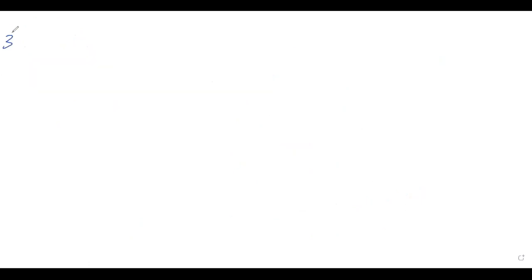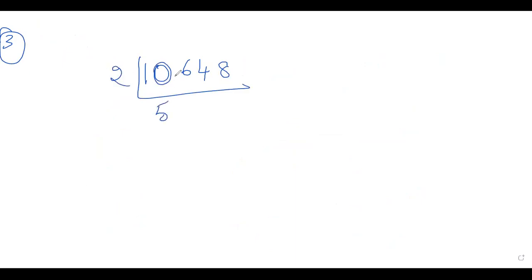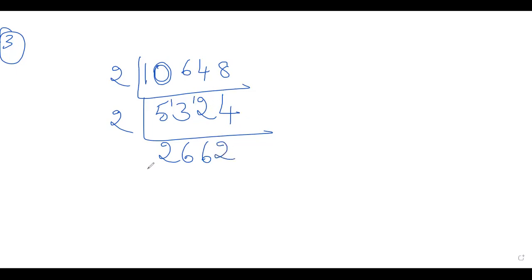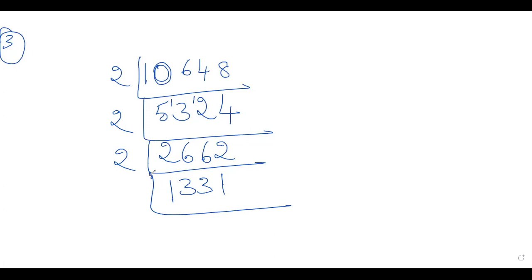Next one, I will do the third one, children. Divided by 2. 2 fives are 10. 2 threes are 6. Again, 2 fours are 8. Again divide by 2. 2 twos are 4. What is the remainder? 1. Now it is 13. 2 6s are 12, remainder is 1. 2 6s are 12, remainder is 0. Again divide by 2. 2 ones are 2, 2 threes, 2 ones. See the number, children, here: 1 3 3 1. You should know this is the cube of 11. Okay, 1 3 3 1 is the cube of 11.